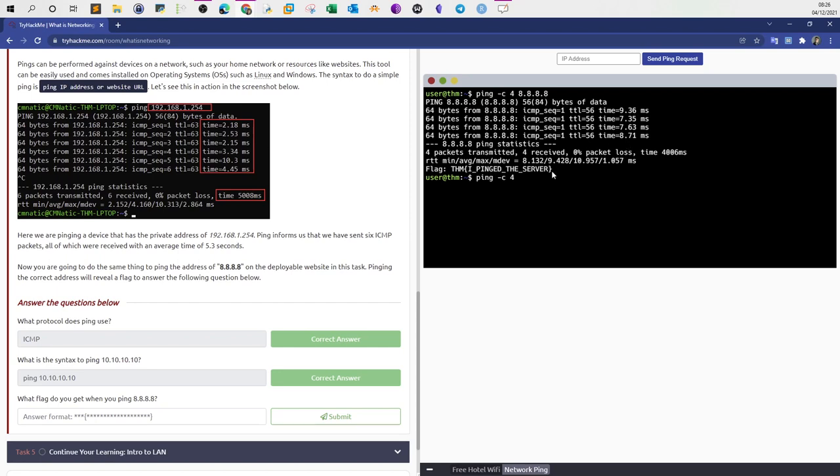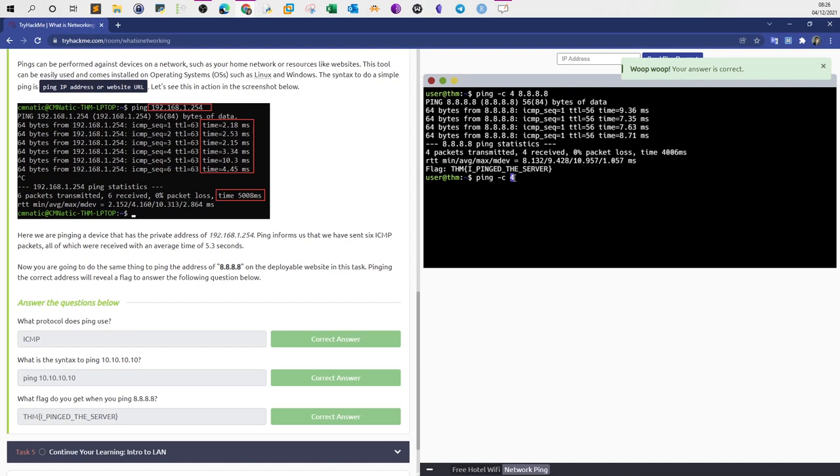Now this is the flag, but by the way, you might ask me what the dash c is here. Dash c is the count of packets. It means that I am sending four ICMP packets to the address 8.8.8.8. You can increase the number of packets, of course, it's up to you.